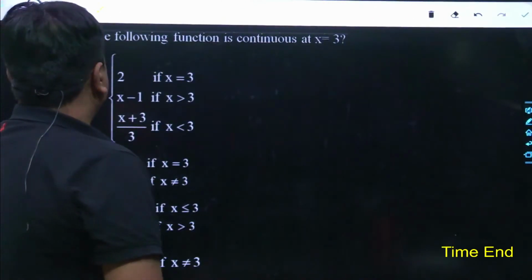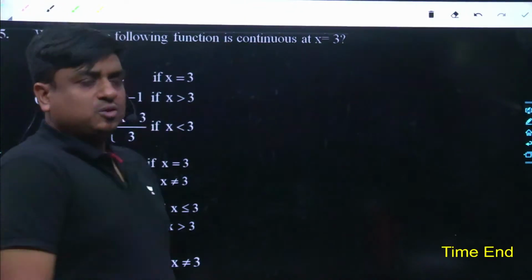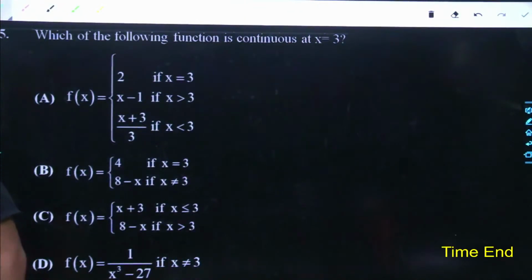So I think it's the right time I should also go ahead with the next question. For this question also, I would be giving approximately 3 minutes. Read the problem carefully and tell me what could be the best answer. So let me start the timer now. So here starts the timer.